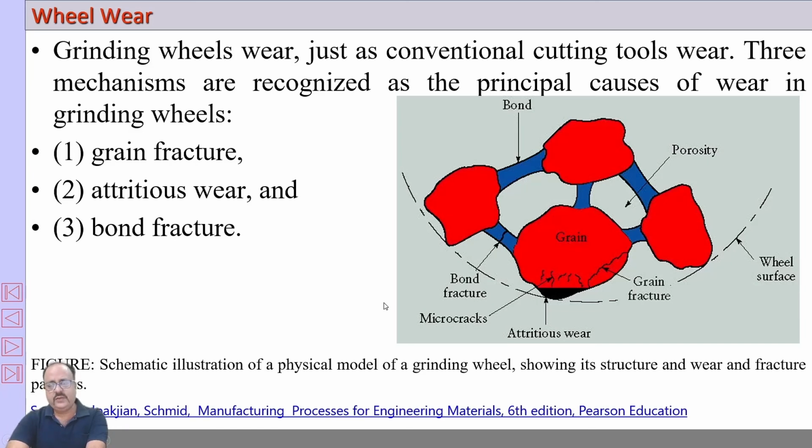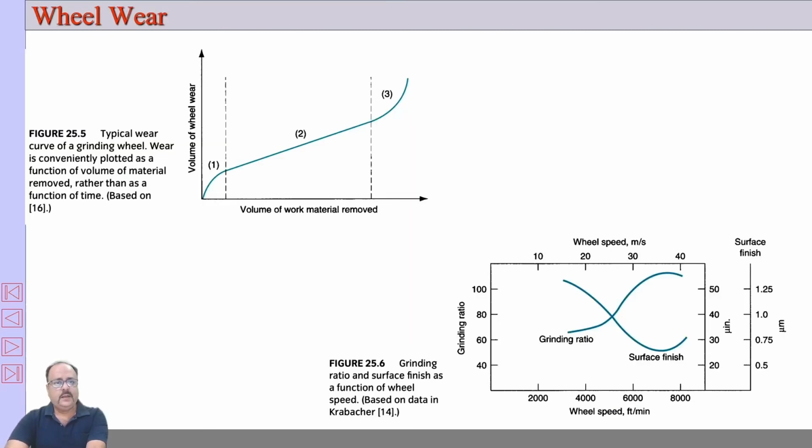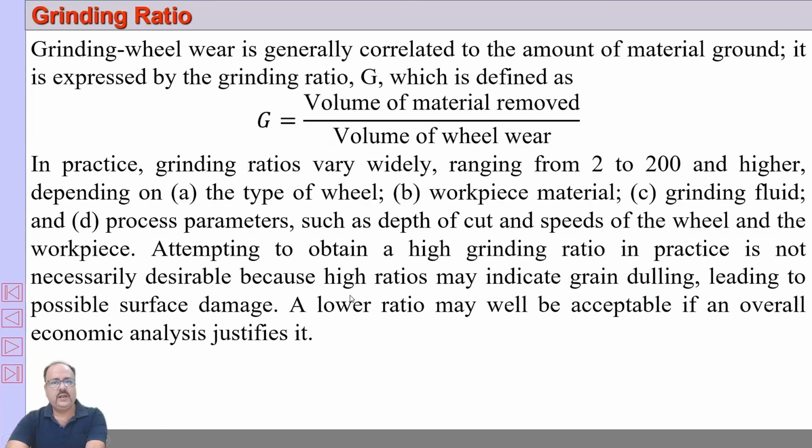And obviously the grinding wheel wears more rapidly compared to other cutting tool wear in other conventional processes. So here the wear normally starts with an initial rapid wear, then you have a steady state, and then finally there is a rapid wear also. So this is the graph with the volume of material removed and the wear. And there is a thing called grinding wheel ratio. This is basically the volume of material removed and the volume of wear. So this indicates a sort of an efficiency, and the value varies from 2 to 200.